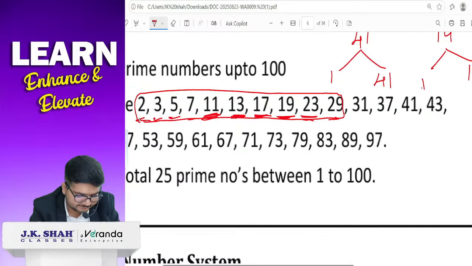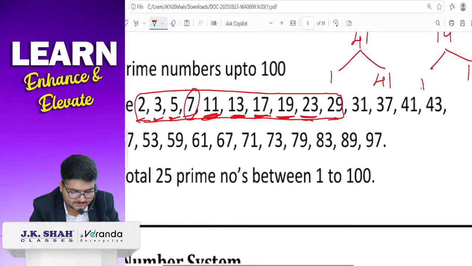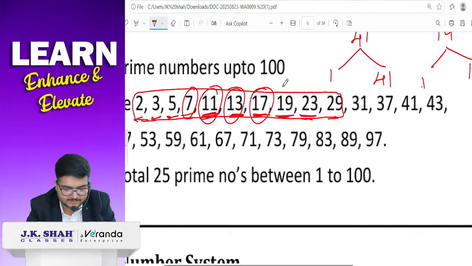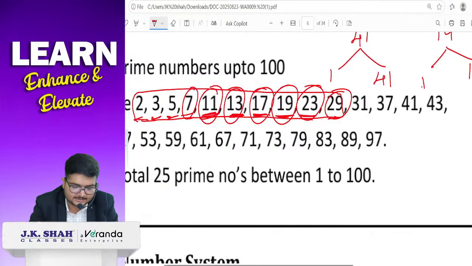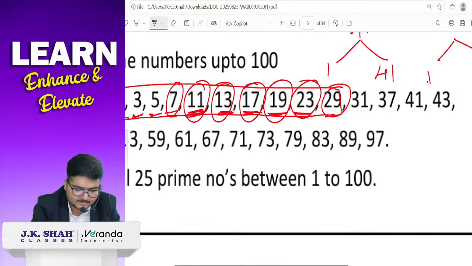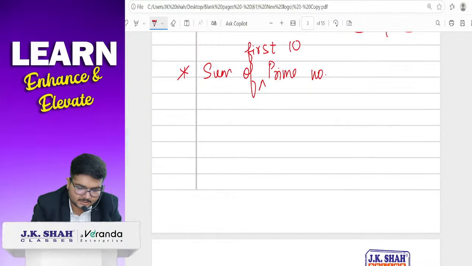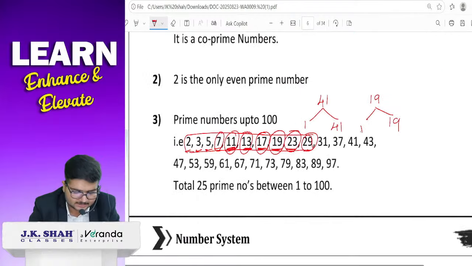Let us do one more time. 2 plus 3 is 5, 5 plus 5 is 10, 10 plus 7 is 17, plus 11 is 28, plus 13 is 41, 41 plus 17 is 58, 58 plus 19 is 77, 77 plus 23 is 100, 100 plus 29 is 129. So the answer is 129. I hope everybody understood. Such type of question can be asked in your exam, right?